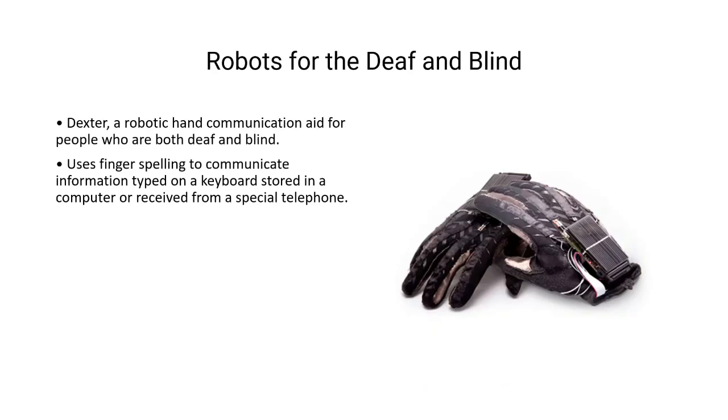Now there is a robot for the deaf and blind. This is Dexter, which is a robotic hand. This converts hand movement into ASCII values, so we don't need a translator. It can automatically do the job.